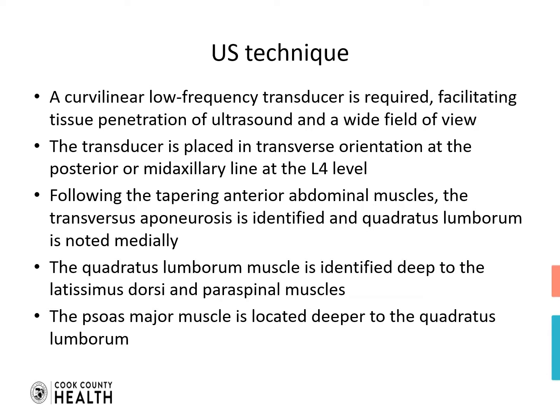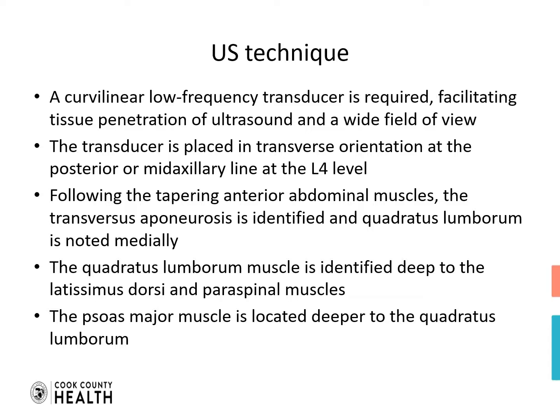Ultrasound technique: a curvilinear, low-frequency transducer is required, facilitating tissue penetration of ultrasound and a wide field of view. The transducer is placed in transverse orientation at the posterior or mid-axillary line at the L4 level. Following the tapering anterior abdominal muscles, the transversus aponeurosis is identified and quadratus lumborum is noted medially.